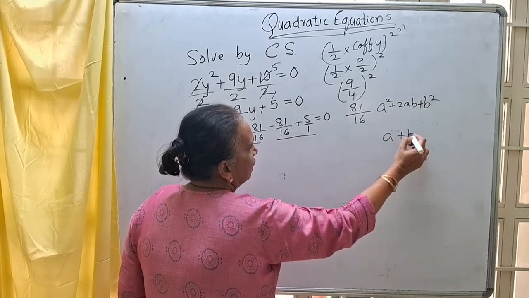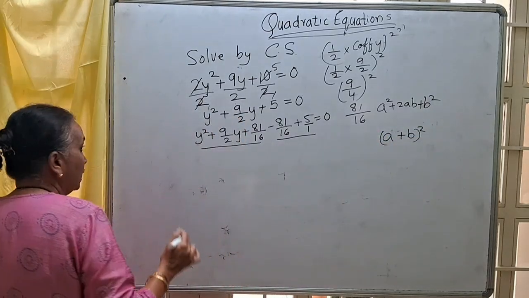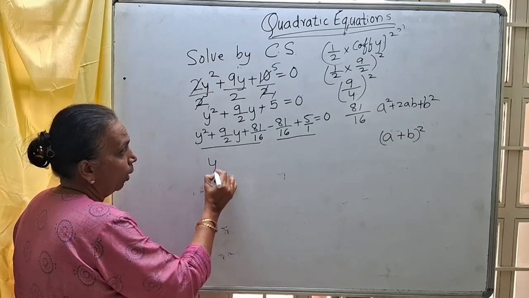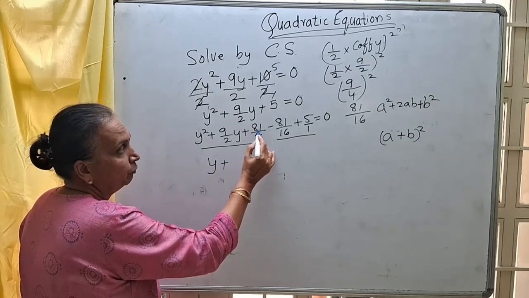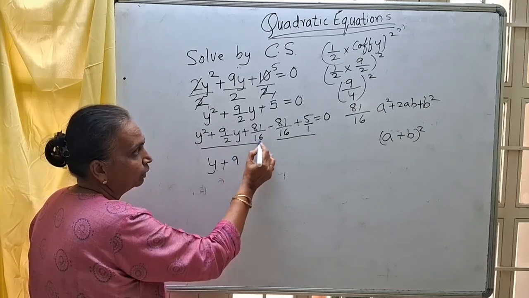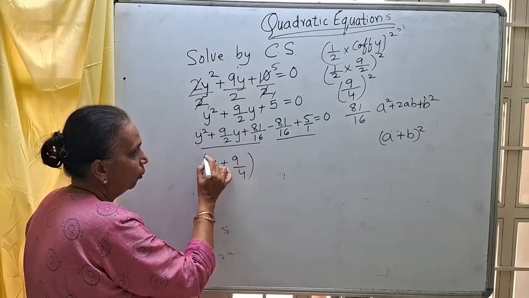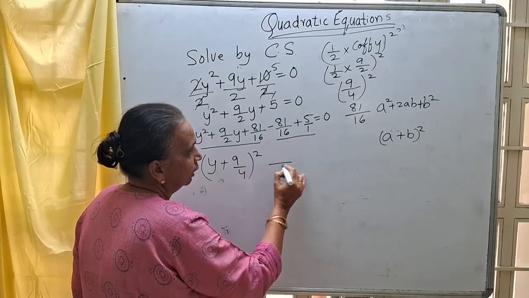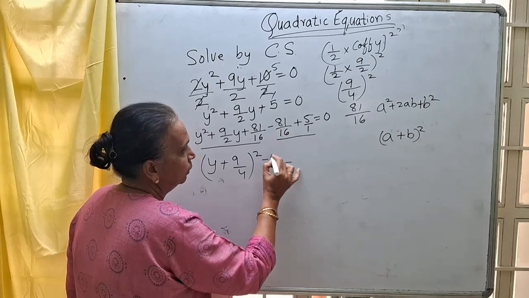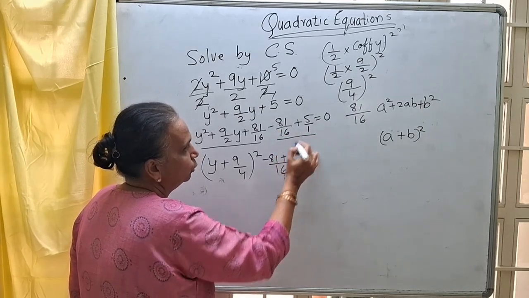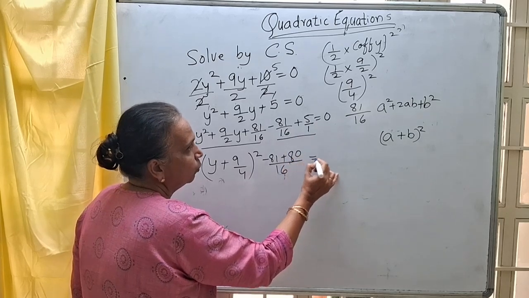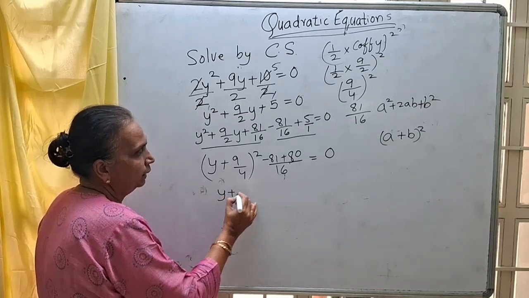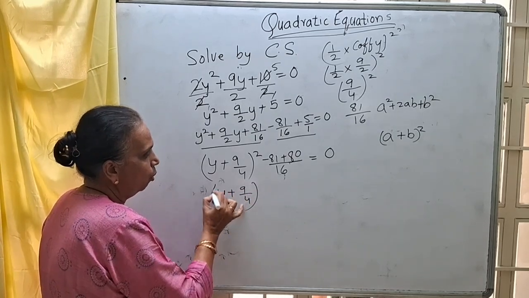Okay, so now this is in the form of, again I told you, a square plus 2ab plus b square. You are going to write it in the form of a plus b the whole square. So now I am going to write y plus perfect square of 81 is 9, perfect square of 16 is 4, the whole square. Okay, so I am going to do cross multiplication. That will be 16. 1 into minus 81 is minus 81 plus 16 into 5 is 80 is equal to 0. Okay, so now what I will be getting? Y plus 9 upon 4, the whole square.